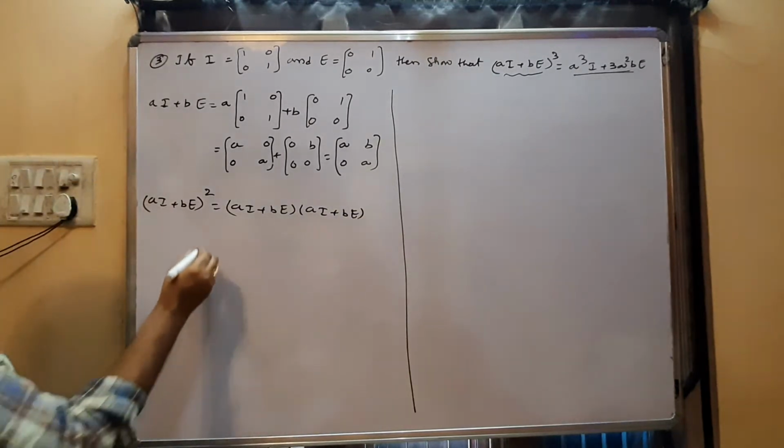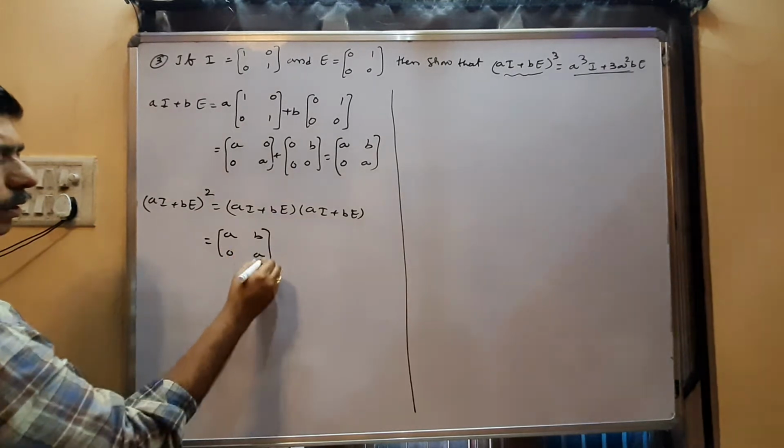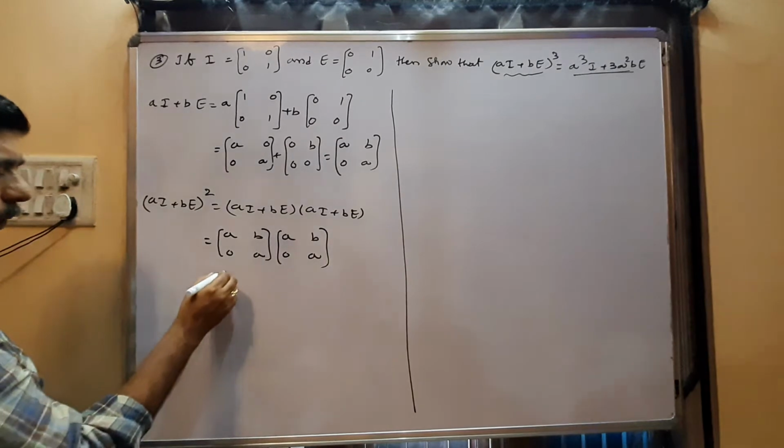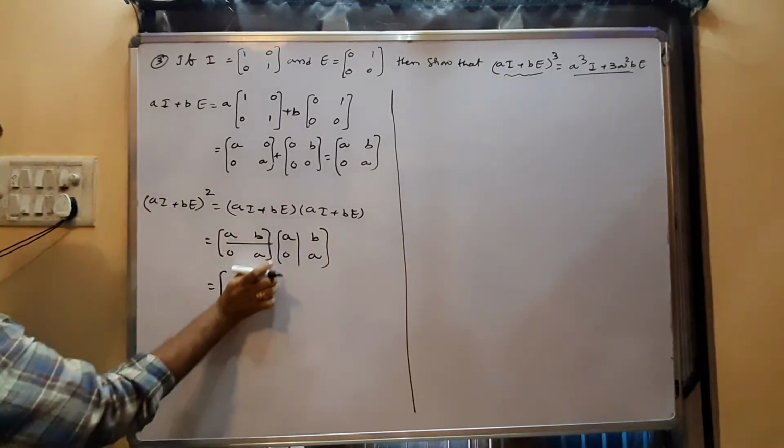So this is the multiplication, (AI + BE) times (AI + BE). The matrix is [A, B; 0, A], and this is also [A, B; 0, A]. Now you can apply row into column, first row into first column.